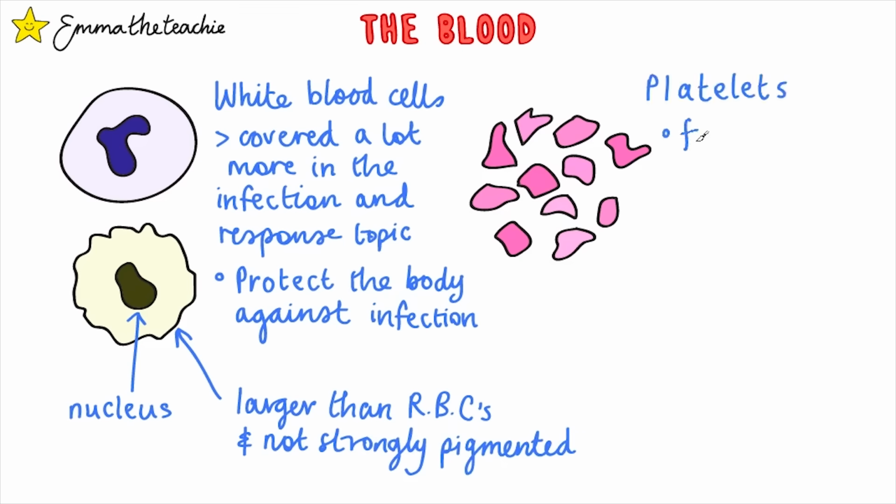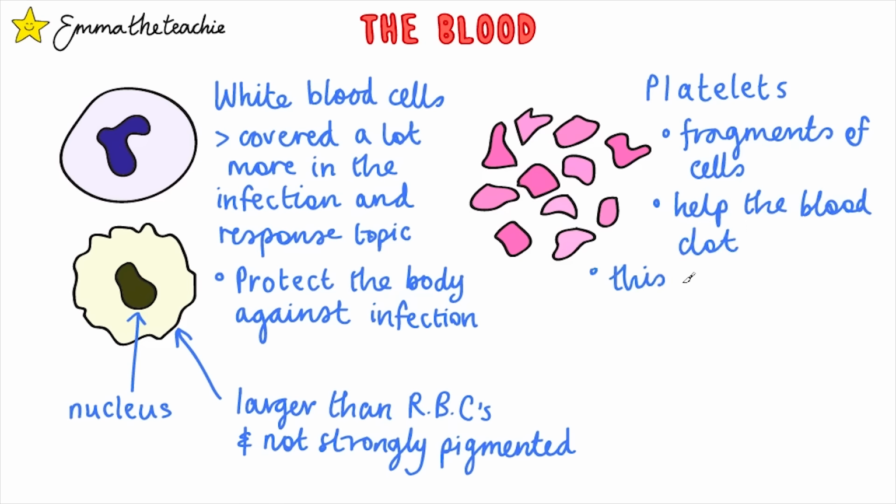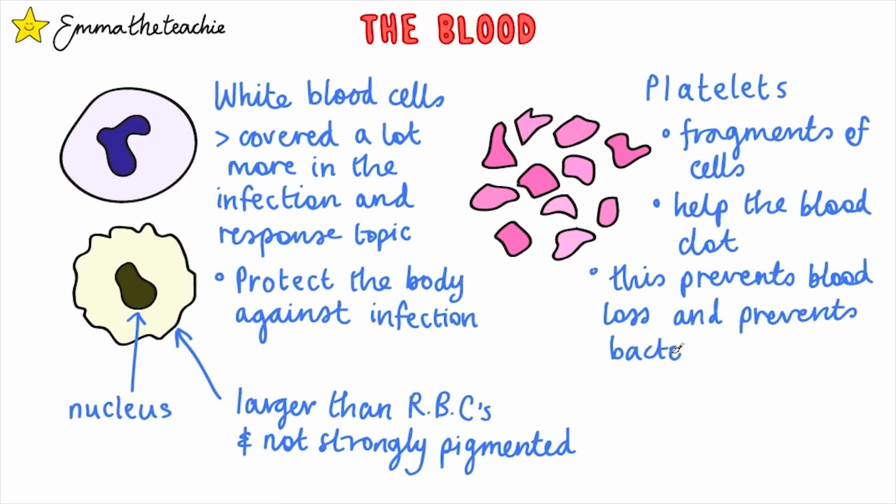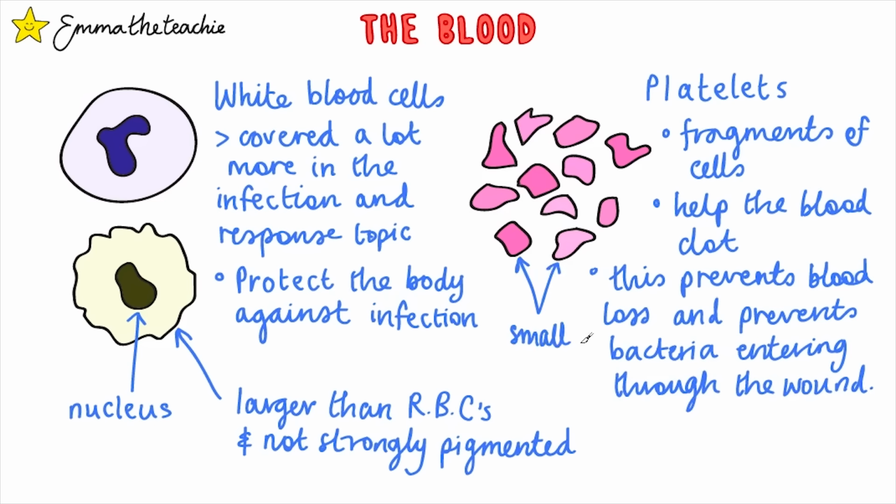Finally, we've got platelets. These are fragments of cells, and their function is to help the blood clot. This is important when a person gets wounded, as it helps prevent blood loss and forms a scab that prevents bacteria from entering the body. As they're fragments of cells, they're quite a lot smaller than red or white blood cells. So this is how you can identify them.